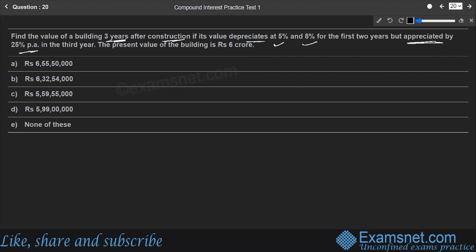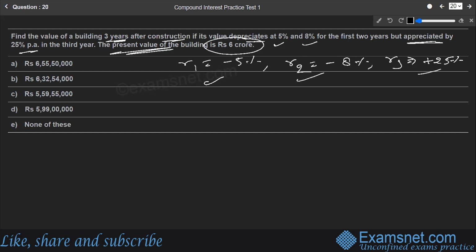So we can take this as 3 successive years. The first year has a depreciation, so R1 we take as minus 5%. The second year will have 8% depreciation again, so R2 we take as minus 8%. And in the third year it appreciates by 25%, so we take plus 25%. So these are the 3 rates that can be applied to the principal value for a time of 3 years. The present value of the building is given as 6 crores. So the present value will be treated as principal.